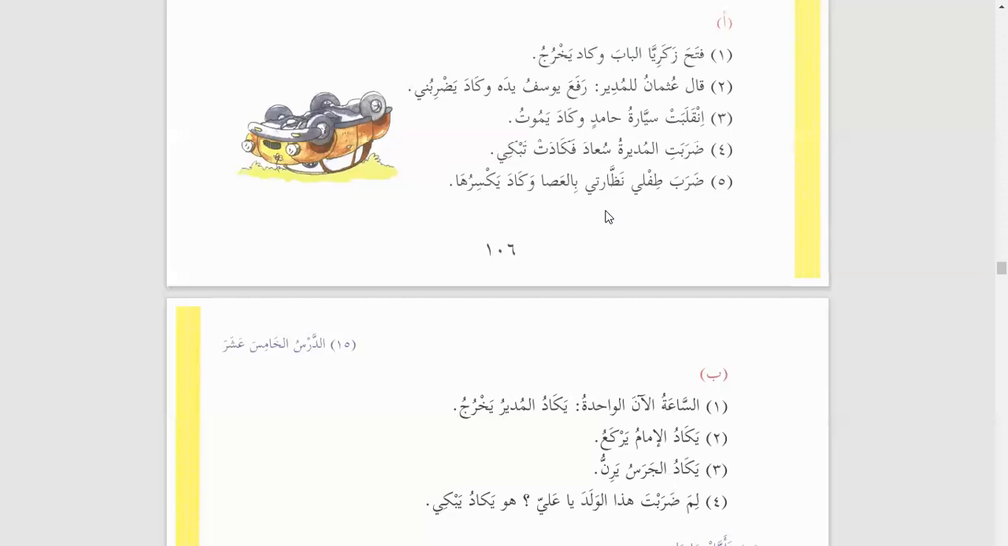My child hit my glasses with the stick وكاد يكسرها, and it almost broke. Almost broke, yeah. With the stick, بالعصا وكاد يكسرها. Ha refers to what? نظارتي, نظارة. So نظارتي وكاد يكسرها, and he almost broke it.